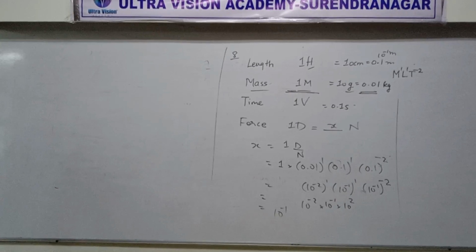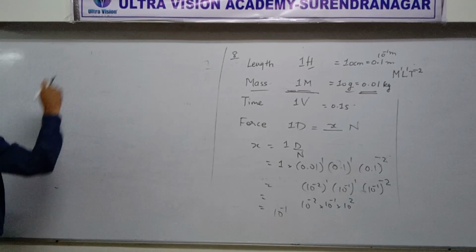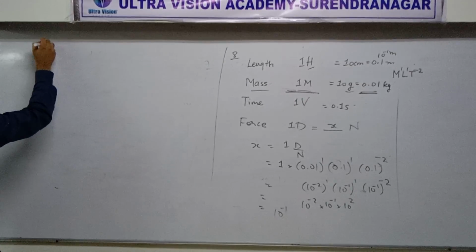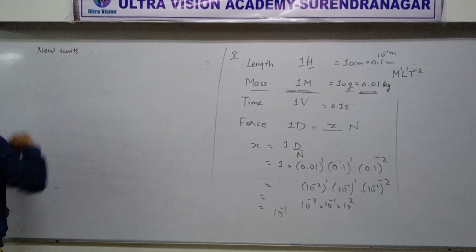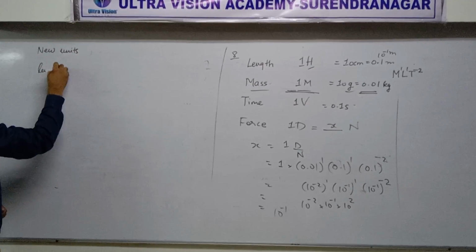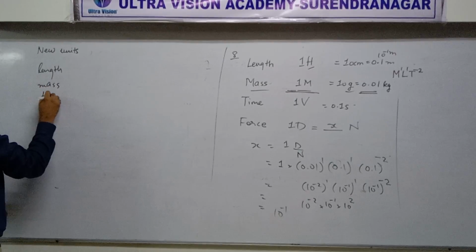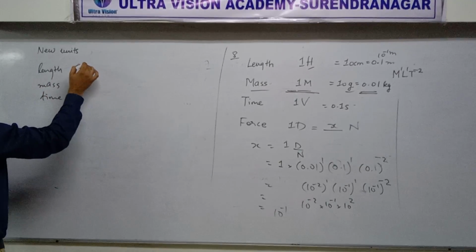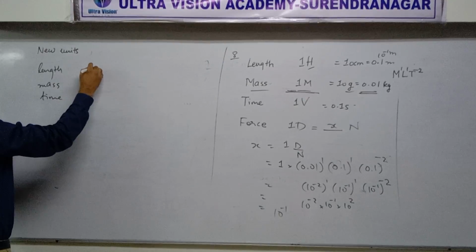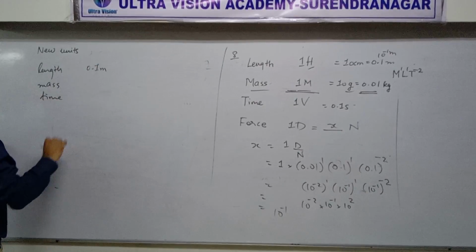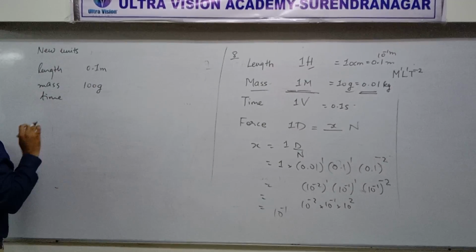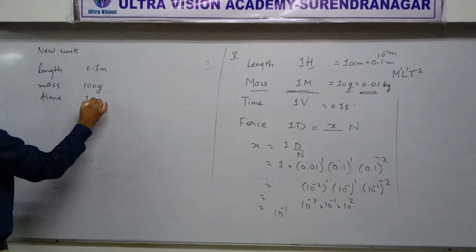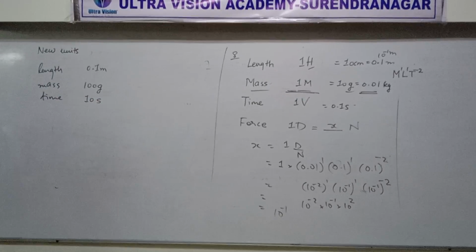As an additional question, see if you can solve this. If I tell you that new units for length, mass and time are defined as follows, let's say 0.1 meter, 100 gram, and 10 seconds. Suppose new units of length, mass and time are defined as follows.